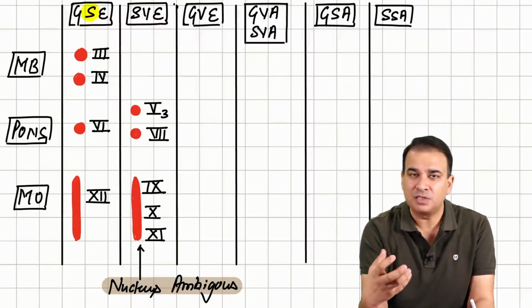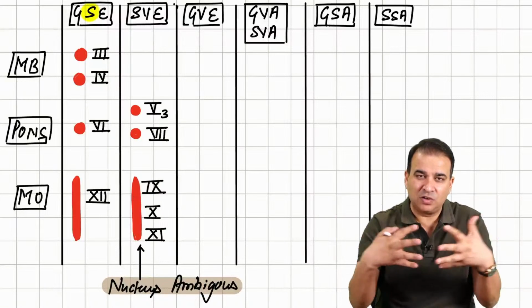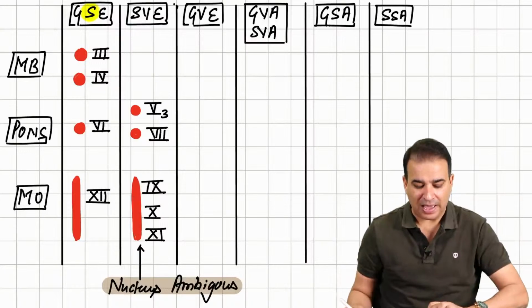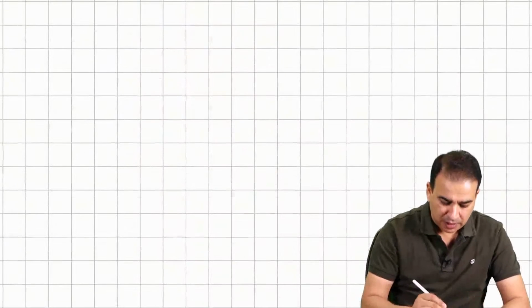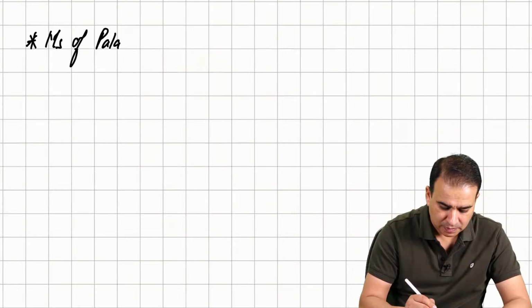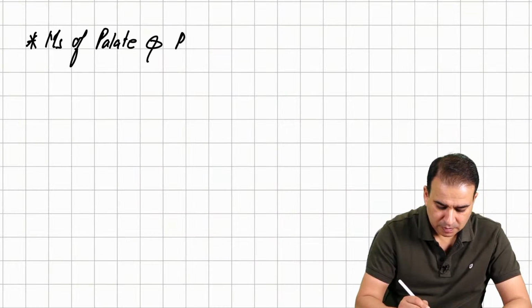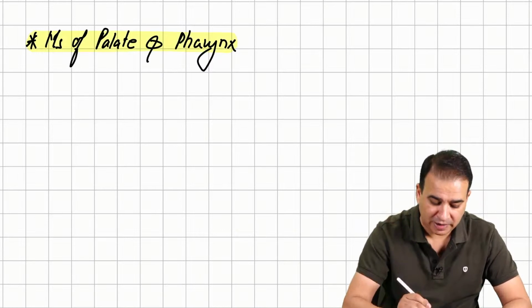And this arrangement is called a vago-accessory complex. It's the vagus and accessory nerve complex together. We call it a vago-accessory complex. Let me write that point for you first. Look, it's about the muscles of the palate and pharynx. Muscles of the palate and pharynx, not larynx. I'm not talking about the larynx, only the palate and pharynx.